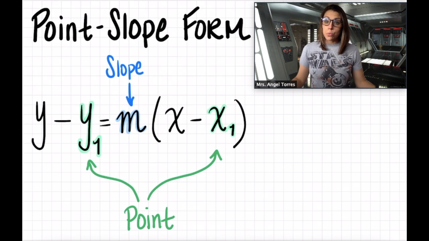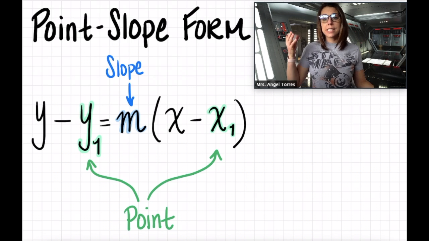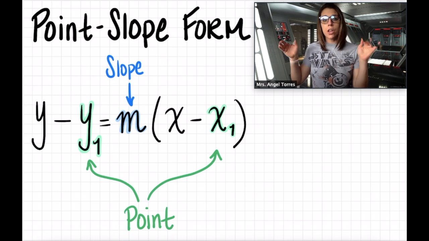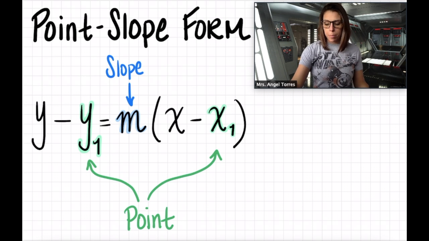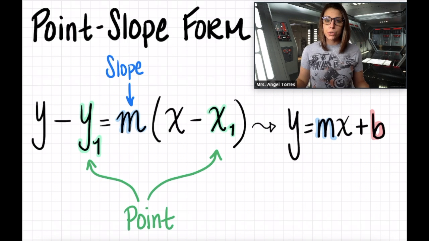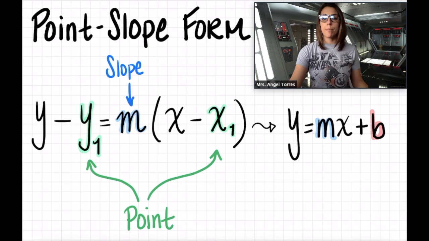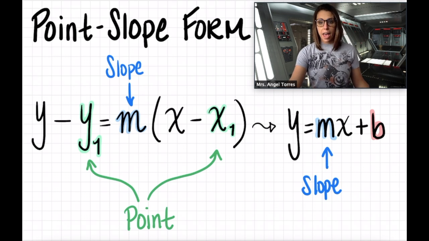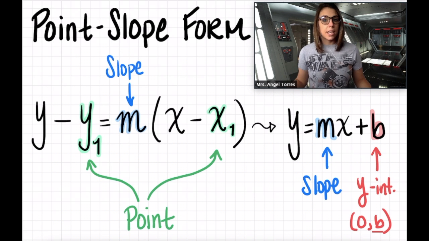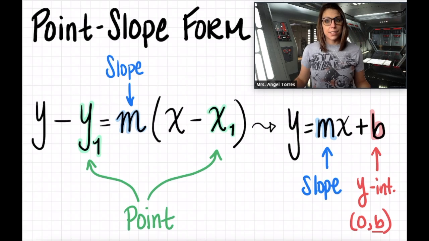So what we're going to do in this really quick video is practice taking a point and a slope of a line, putting it into point-slope form, and then converting it into slope-intercept form, y equals mx plus b, where again, m represents the slope and b is the y-intercept. So grab something to take notes with and let's get started.